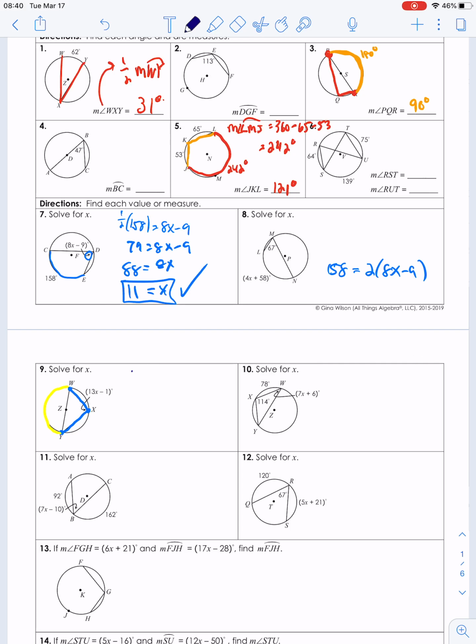We know 13x minus 1 equals 1/2 of the semicircle's measure, which is 180 degrees. So we can solve for that by saying 13x minus 1 equals 90. 13x equals 91. x equals, what is that, 7? Yeah, and we're done.